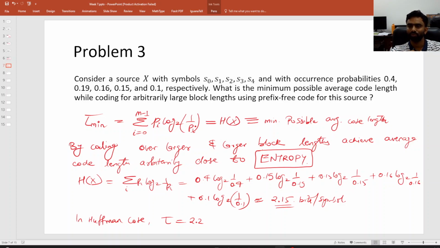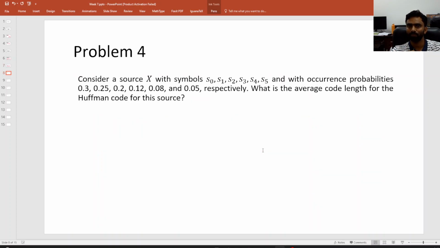Okay, so we will move to problem number 4. Consider a source X with the symbols S0 to S5 with the occurrence probabilities 0.3, 0.25, 0.2, 0.12, 0.08, 0.05 respectively. What is the average code length for the Huffman code for this source? Similar question with different probabilities, and there is one extra symbol S5, so this is a bit lengthy. Solve by yourself, then I will show the answer.